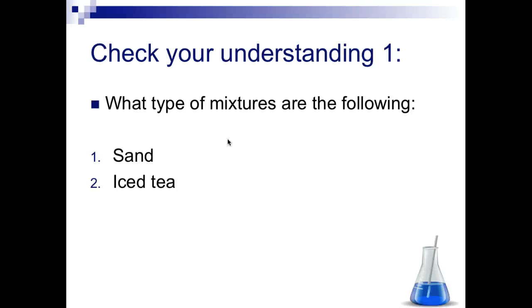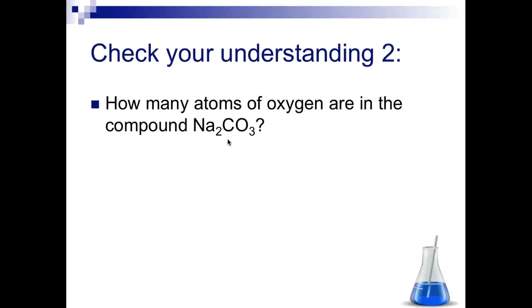So today, we learned about types of mixtures. Tomorrow when we come into class, we're going to talk about these 2 check your understandings. What types of mixtures are each of the following, homogeneous or heterogeneous? And how many oxygen atoms are there in the compound Na2CO3?